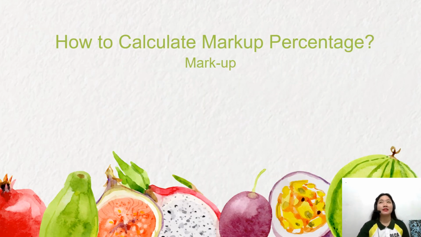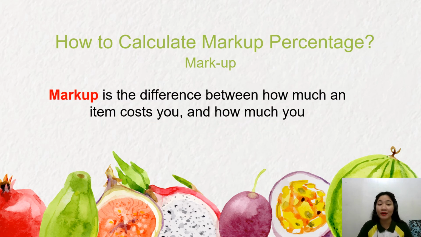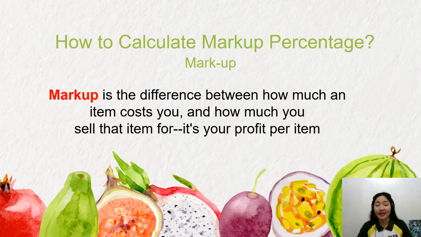So, any person working in business or retail will find the skill of being able to calculate markup percentage very valuable. Again, class, our food cost from the earlier table is 5.70. For this lesson, class, we are going first to define markup. Markup is the difference between how much an item costs you and how much you sell that item for, your profit per item. So that's the markup.